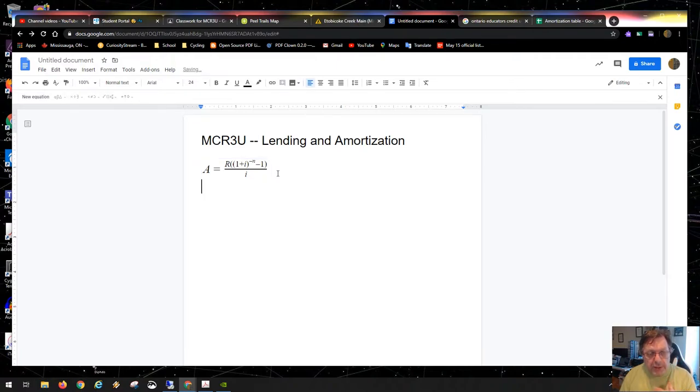Now try solving for R, because this is what we want to do. R, remember, is our regular payment. A is the total amount of the loan. So R is the amount paid out.